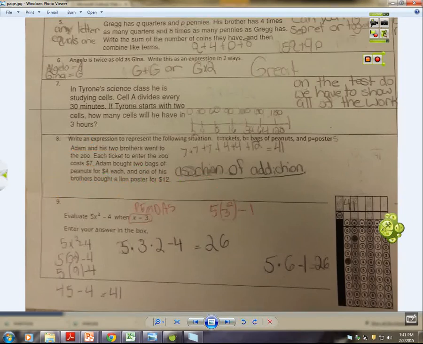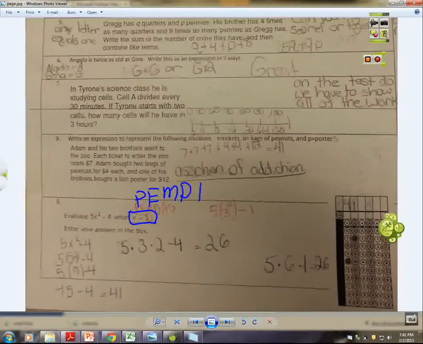Okay. Evaluate 5x squared minus 4 when x equals 3. Cool. And then we need to use PEMDAS. Do you know what that is? Please excuse my dear Aunt Sally. I've been a teacher a long time. Enter your answer in the box.